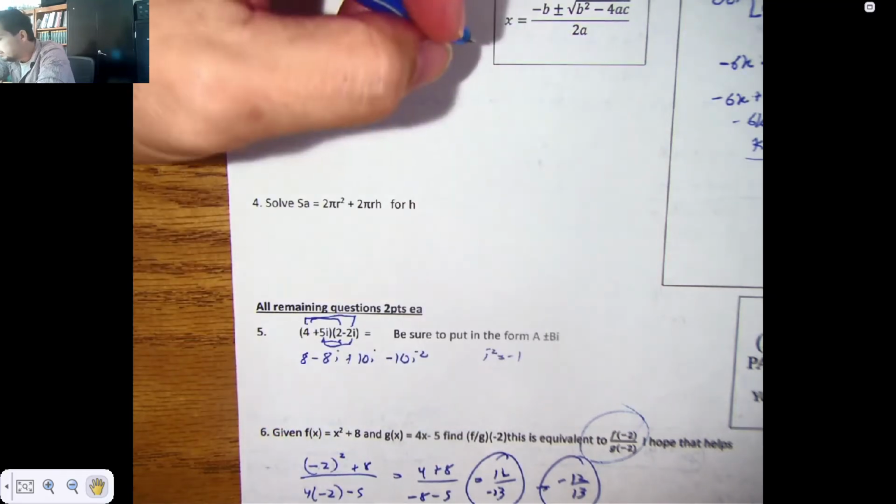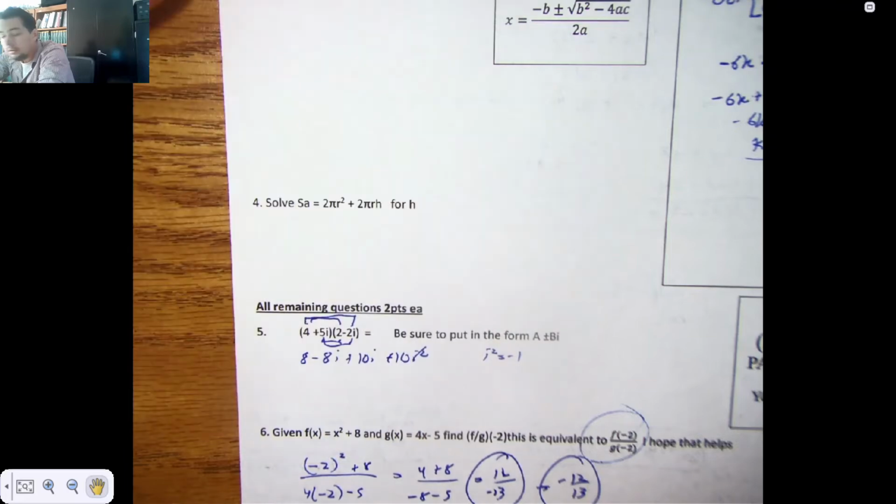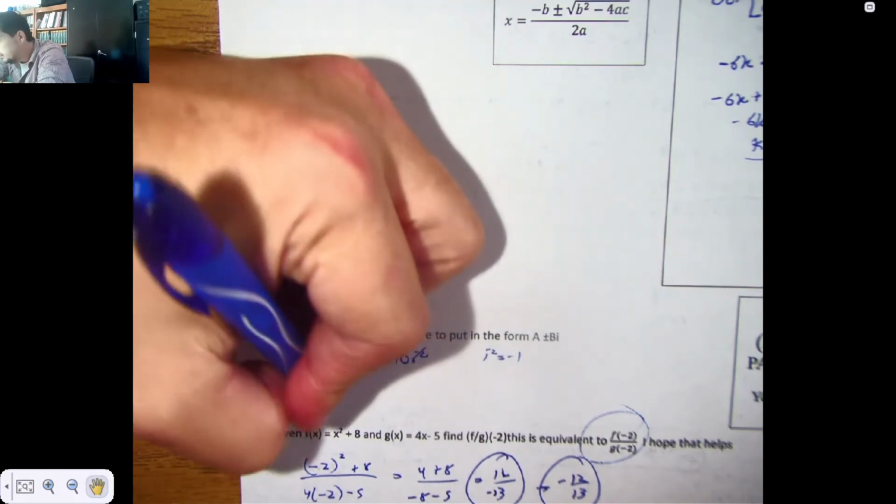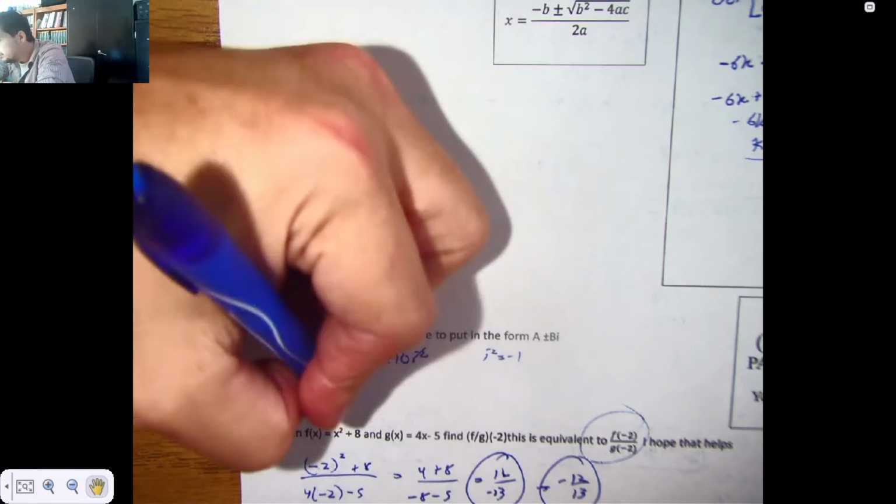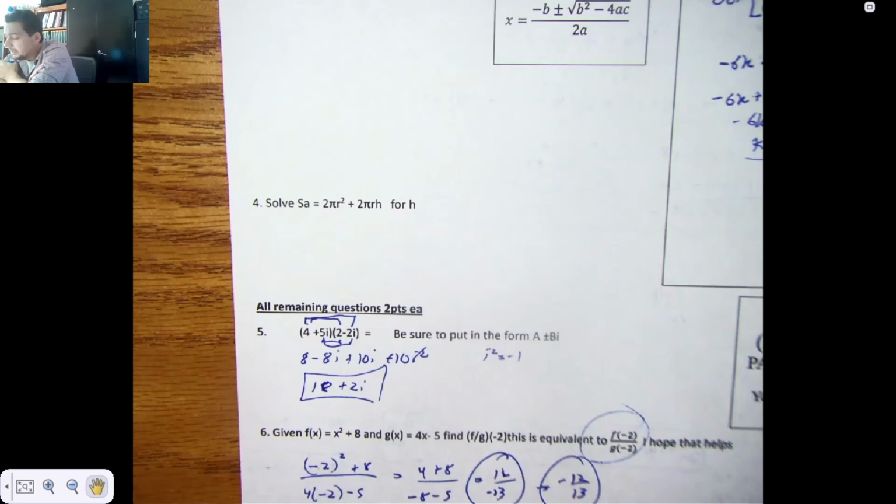And it's really easy to work with. You just cross it out and change the sign. That's all you do. 8 and 10 makes 18. Negative 8i and 10i makes 2i. So 18 plus 2i. Assuming I didn't make any mistakes. I don't think I did.